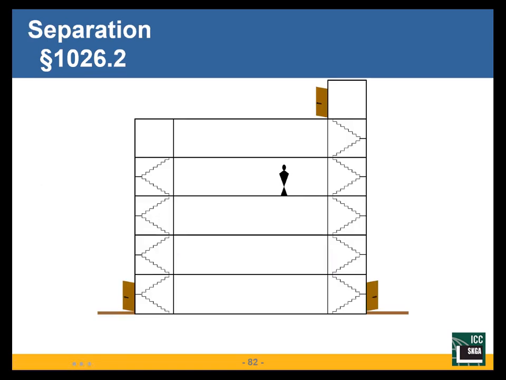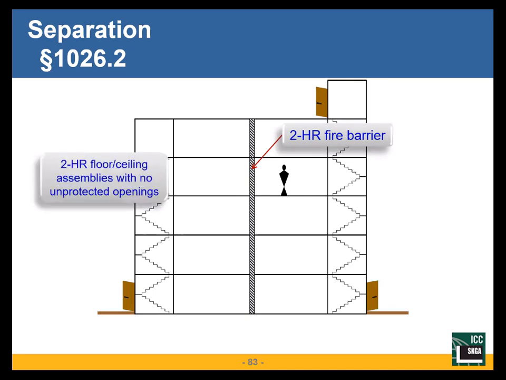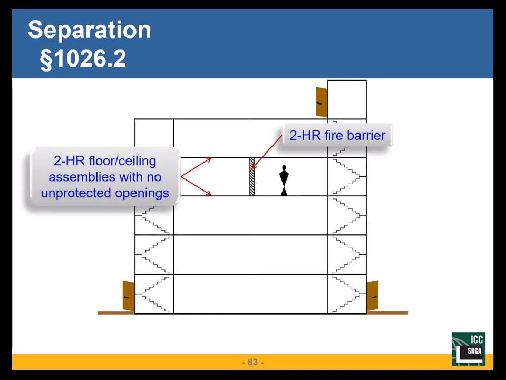The horizontal exit in a multi-story building, I have an option. Either my 2-hour wall is from foundation to ceiling or to the roof, or if my floor ceiling assembly is also 2-hour rated, it could be just on that floor.